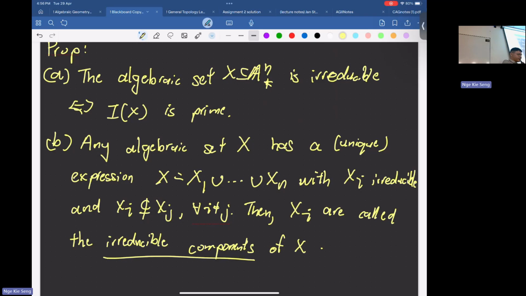Let me check who is not here. Ivan not here. Ivan, there. Hanwei not here. Hanwei disappeared for 3 classes already.